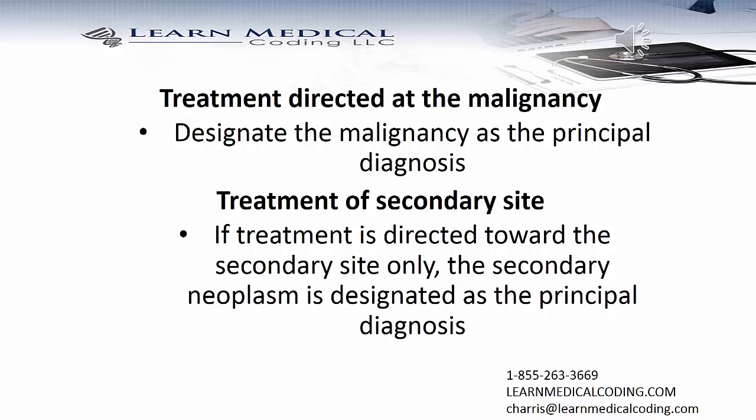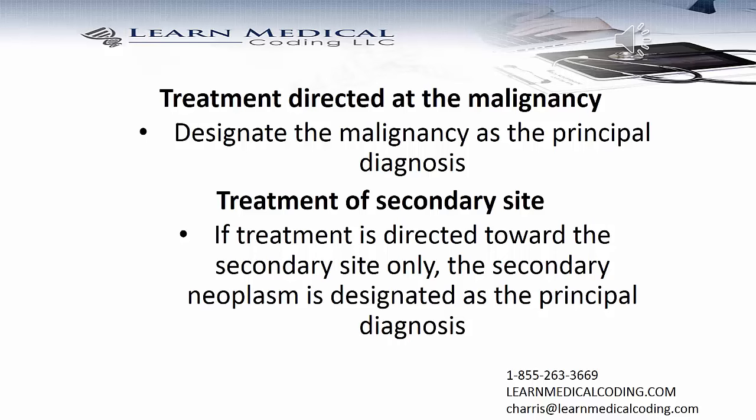Treatment directed at the malignancy. You would designate the malignancy as the principal diagnosis, which means the first diagnosis listed would be the malignancy. Treatment of secondary site. If treatment is directed towards the secondary site only, the secondary neoplasm is designated as the principal diagnosis, which means you will code the secondary site first. You will have to code the primary site second. You always have to code the primary site whenever coding for a secondary malignancy. The secondary malignancy cannot be coded alone, even if the cancer is resected.